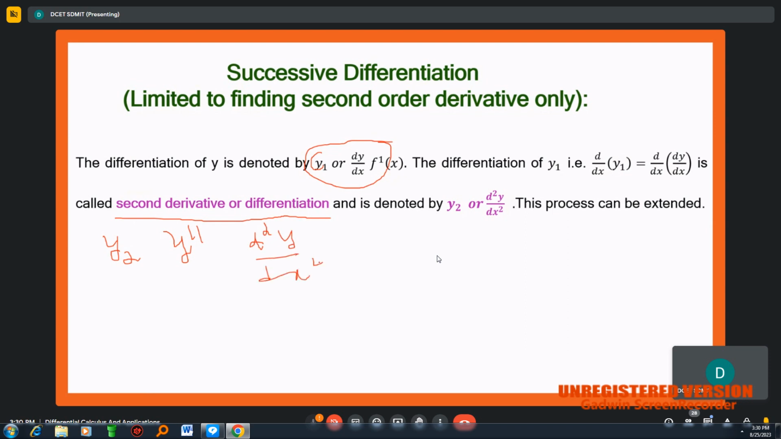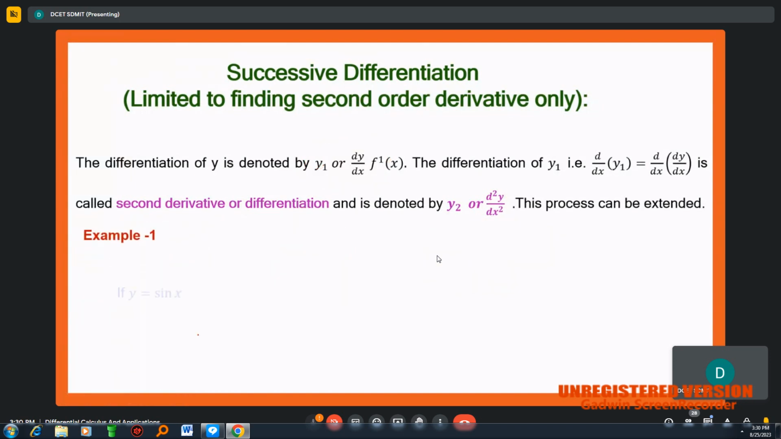Okay, this process can be extended. What does that mean? Differentiation of the second order derivative gives us the third order derivative. Differentiation of the third order derivative gives us the fourth order derivative. Like that we keep getting the derivatives. But in your syllabus this is limited to finding up to the second derivative only.